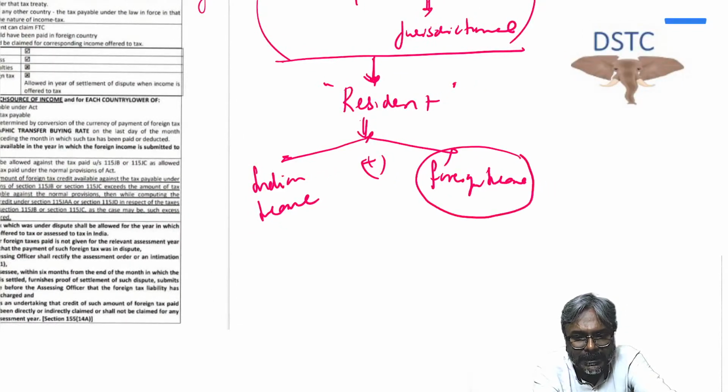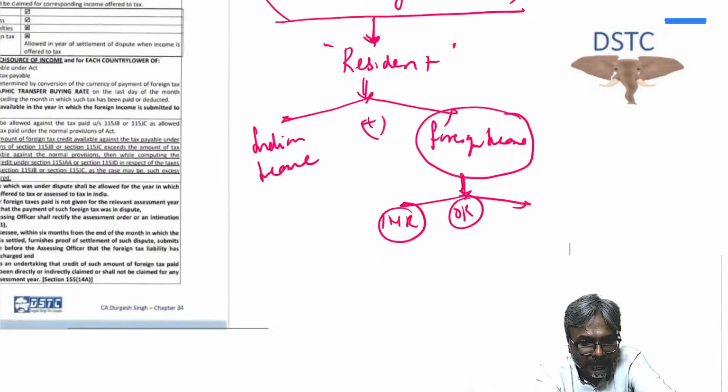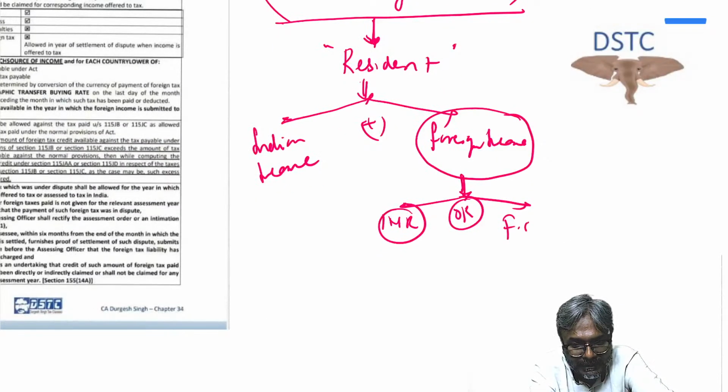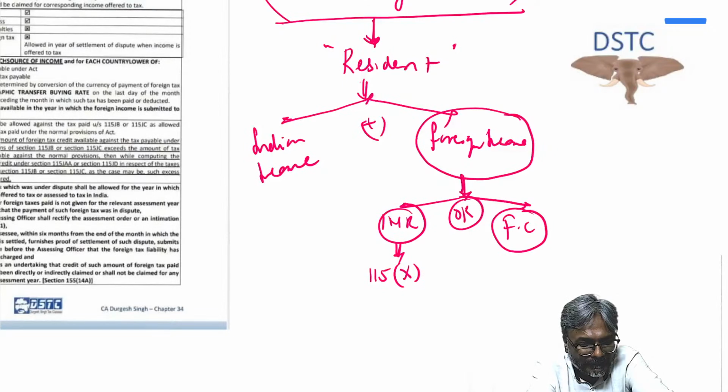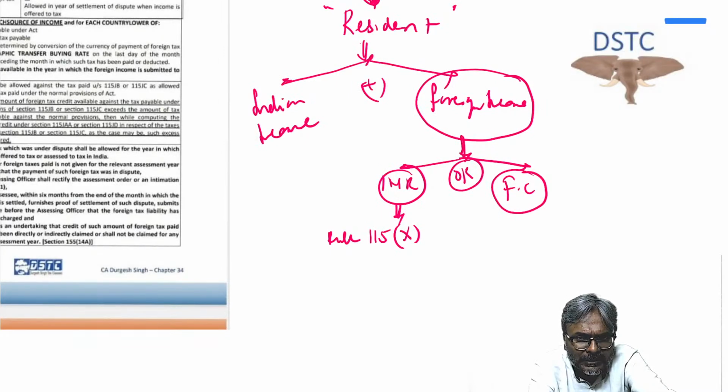Is the foreign income given in INR or in foreign currency? Check in the question whether it is in INR or in foreign currency. If it is in INR, in any case, Rule 115, which I'm going to discuss now, is not going to be applicable, because the converted amount has already been given to you.